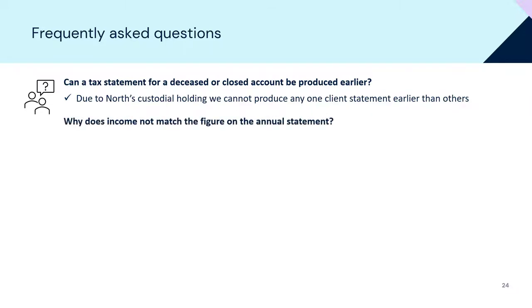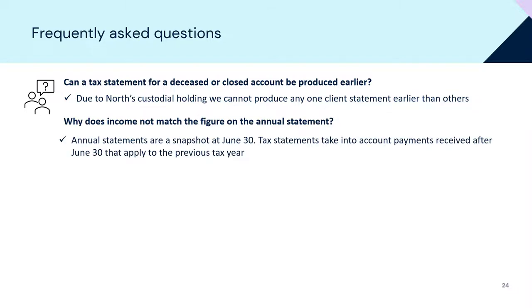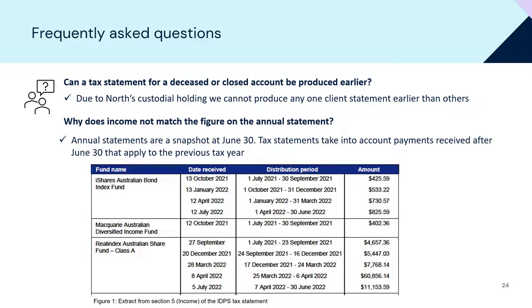So why does income not match the figure on the annual statement? And we spoke about briefly just before when we referred to section 5 of income. The annual statements are a snapshot at the 30th of June. Tax statements take into account payments received after the 30th of June that actually apply to the previous financial tax year. So if you look at an example of that, here we've got the fund name as the iShares Australian Bond Index Fund. For the distribution period of the 1st of April 2022 to the 30th of June 2022, that distribution was actually received on the 12th of July. So this particular income figure will not appear on the annual statement, however, it does appear in the tax statement.